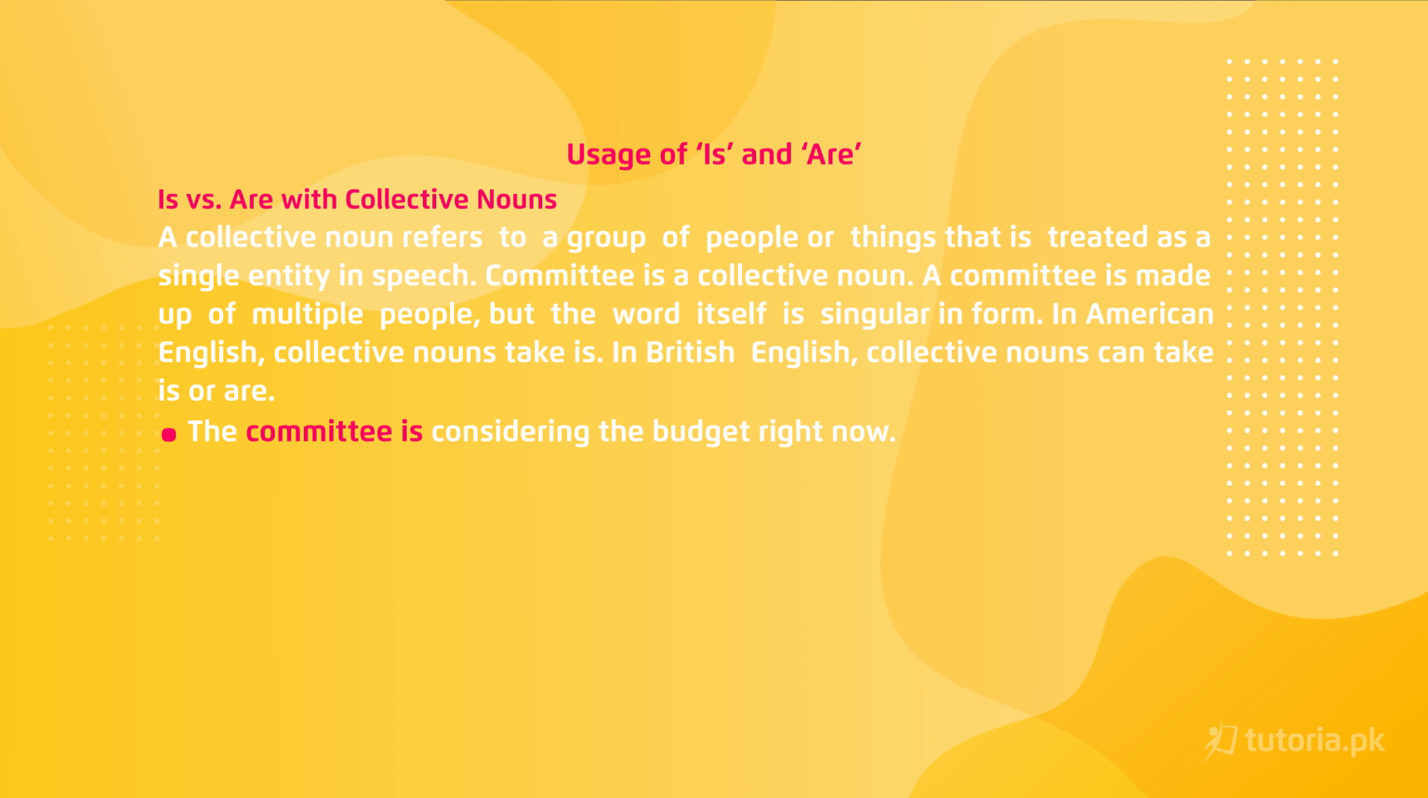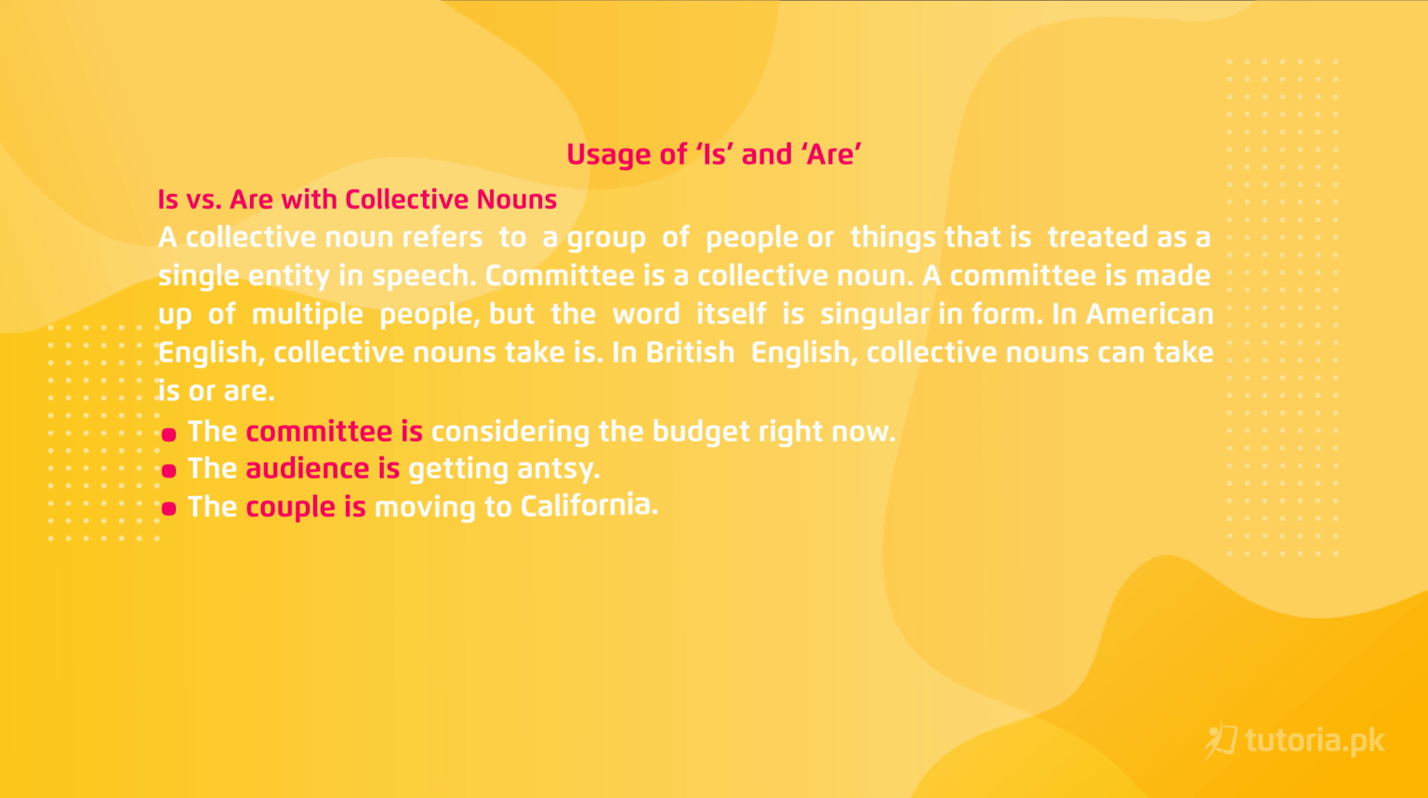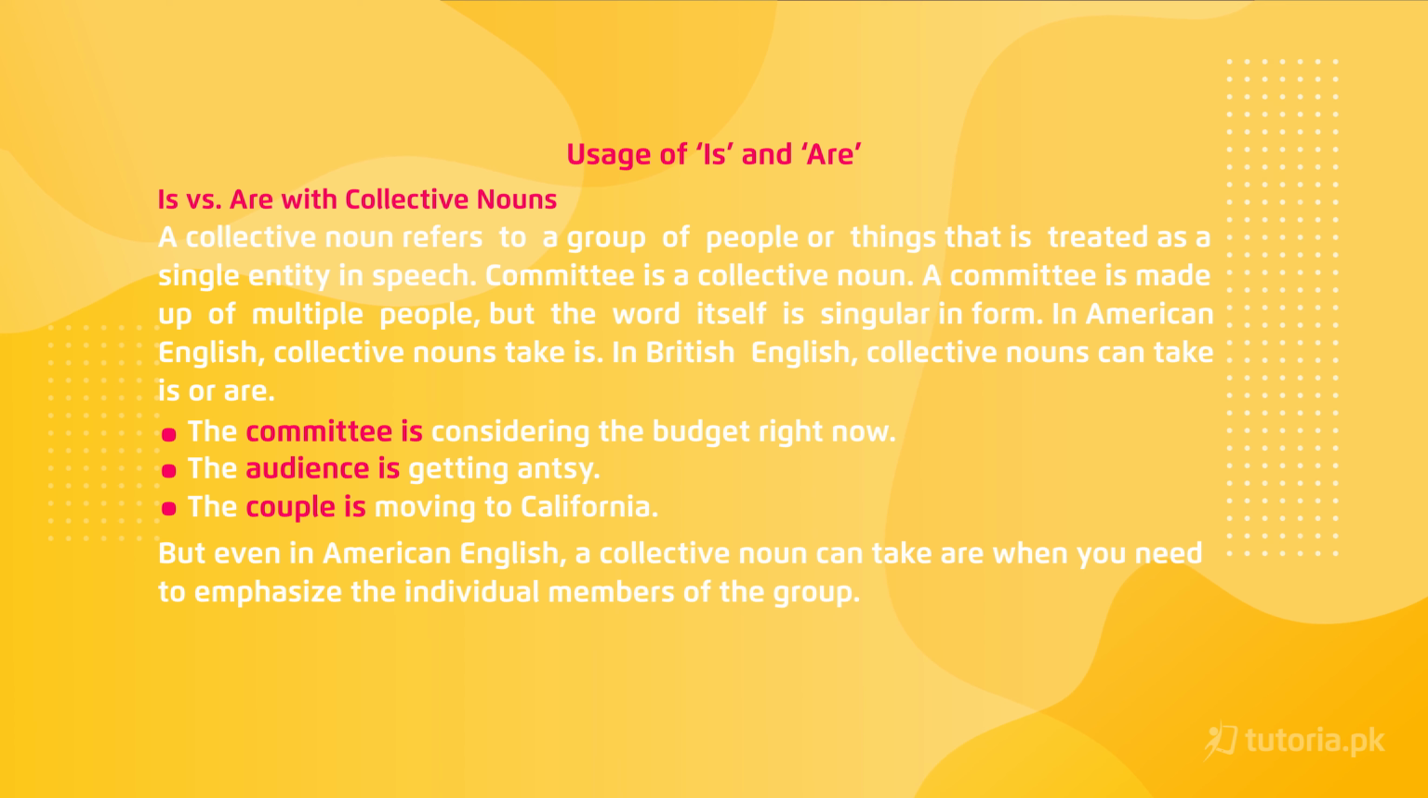The committee is considering the budget right now. The audience is getting antsy. The couple is moving to California. But even in American English, a collective noun can take are when you need to emphasize the individual members of the group. The couple are keeping secrets from each other. Now we had to emphasize, तो इसलिए हमने couple के साथ are use किया. This is the case in American English.